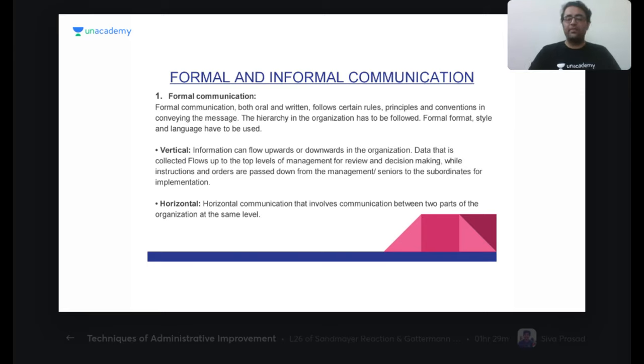But let's say the admin manager of a company is talking to the production manager of the company. Both people are on the managerial level. It is horizontal communication, but they are not friends. So you need to have formal communication between the two. Is that clear?